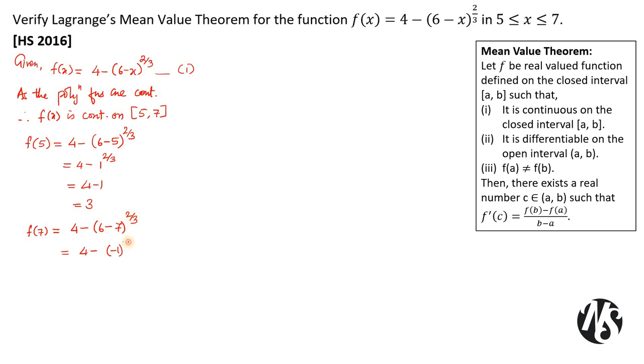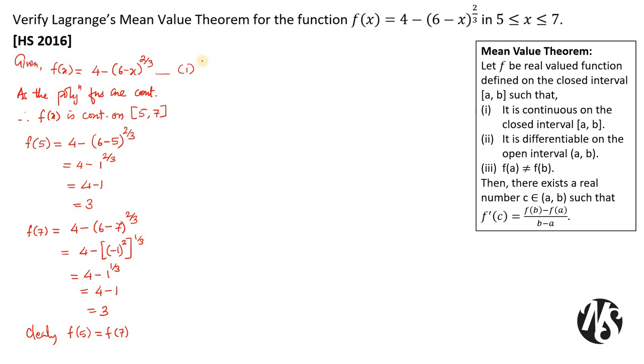Now the power 2 by 3 can be read as 2 into 1 by 3, so minus 1 squared gives plus 1. So it is 4 minus, and 1 to any power is 1, so it is again 3. As I said earlier, when f(a) and f(b) are equal, we apply Rolle's theorem, the special case of LMVT. So clearly you see that f(5) and f(7) are equal, right?